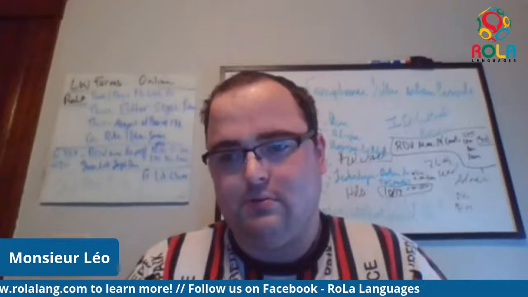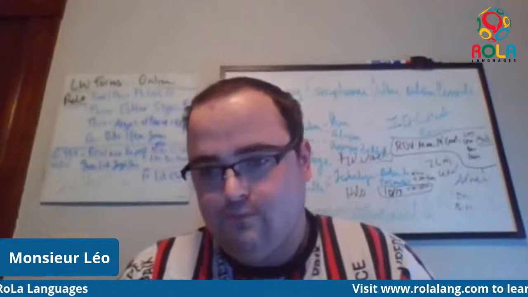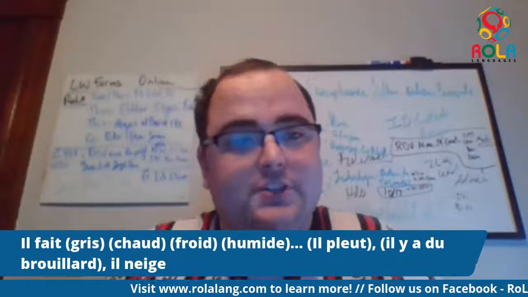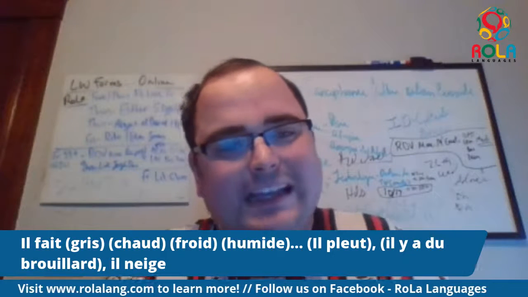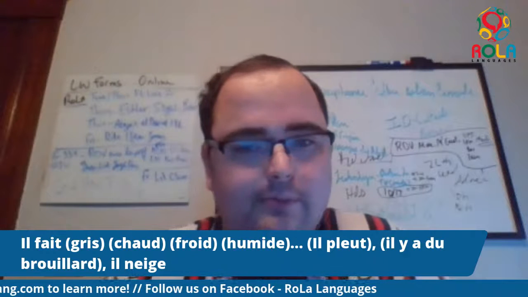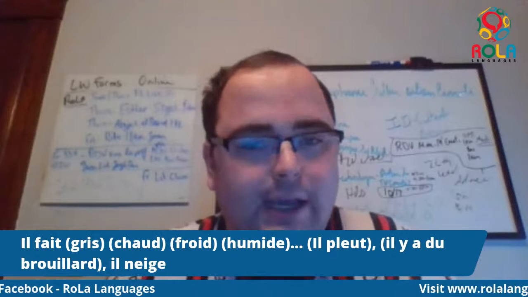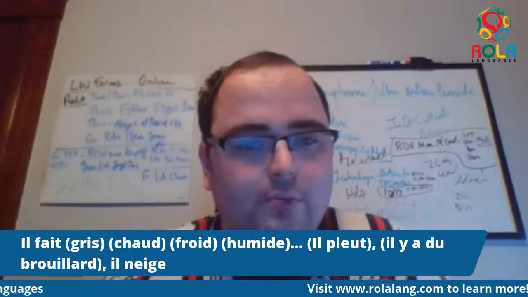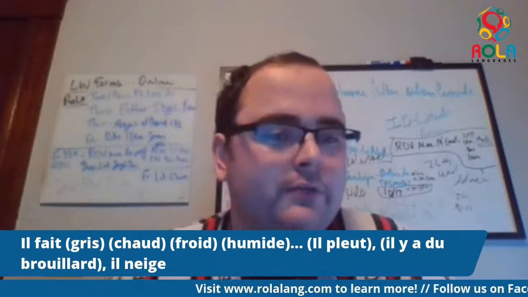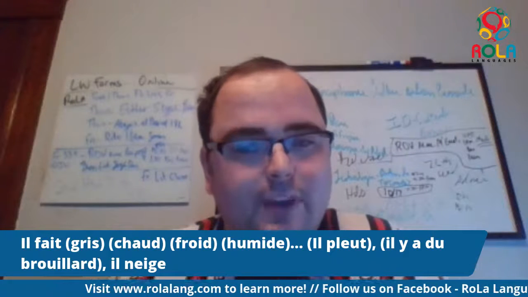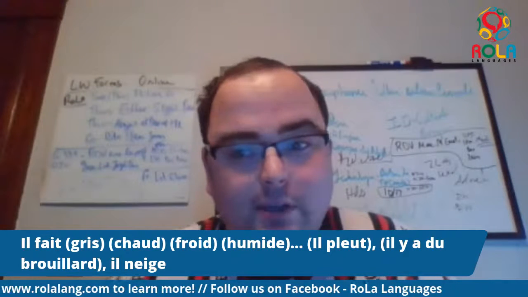Can I edit that? Yeah. Il neige. Bon. So il fait gris, chaud, froid, humide, blah, blah, blah. Il pleut, il y a du brouillard, il neige. Il y a du brouillard means there is some fog. Brouillard is fog in French. Bon, très bien.